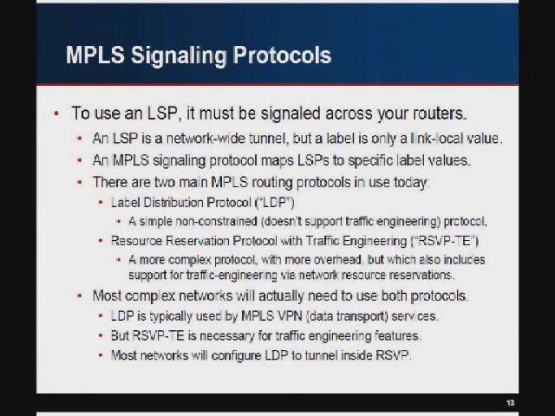Technically it's only expressed across the routers where it needs to travel, but basically it's a network-wide concept. It goes from one end to the other, and every router that needs to know about it knows about it. A label is actually a link local value, so it has no meaning other than to the two routers that are talking immediately next to each other. And you have a signaling protocol that takes these LSPs and translates them into labels and pushes them out to the routers that they need to go to.